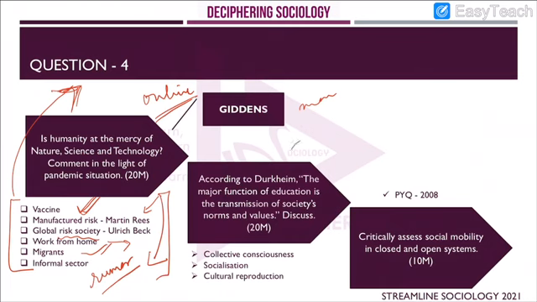The next question is on education and how Durkheim says that the major function of education is the transmission of society's norms and values. So here he talks of cultural reproduction through socialization and how collective consciousness is reinforced in society. Another question on social mobility was a previous year question asked in 2008. It is a standard question and you would find it in any standard book.